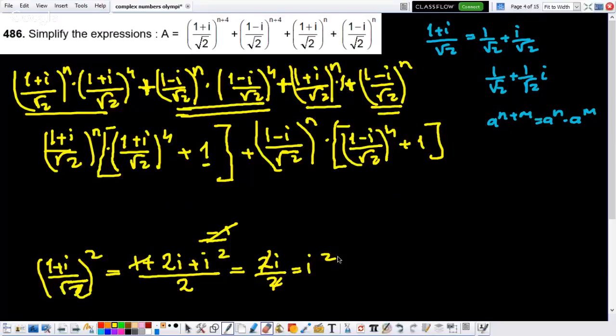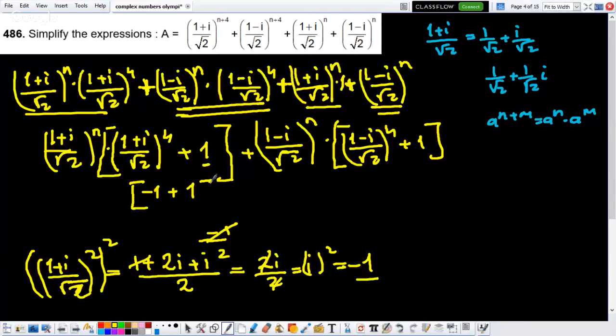And if I get the square of it one more time, i squared, which is the square of this expression, at the same time square of this one, it's equal to minus 1. And the square of the square is ((1 + i)/√2) to the power of 4. Then this is minus 1, and minus 1 plus 1 is equal to 0. So if it is equal to 0, I may simplify the term here.